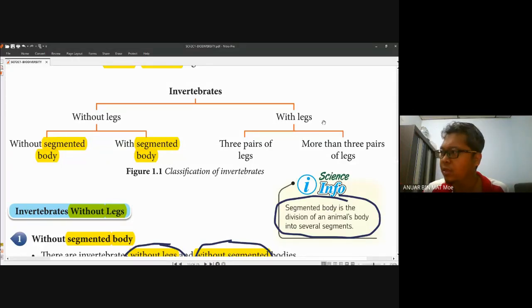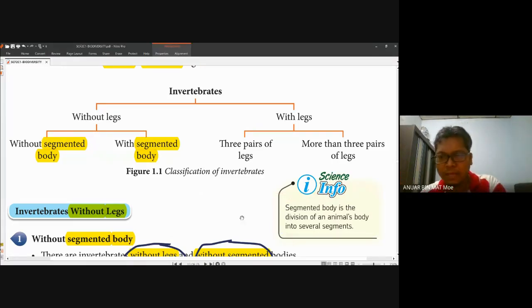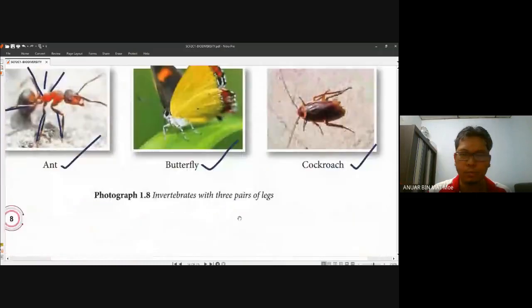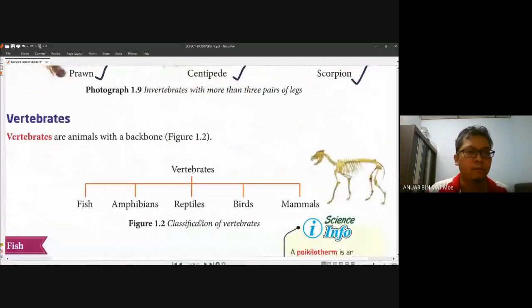Whereas for with legs, you can classify into organisms with 3 pairs of legs, or organisms that have more than 3 pairs of legs. And then the examples of organisms, the type or the name of the organism, are associated with all this classification here. Okay, that's all for invertebrates. Very easy, finished already, right? So we continue to vertebrates.